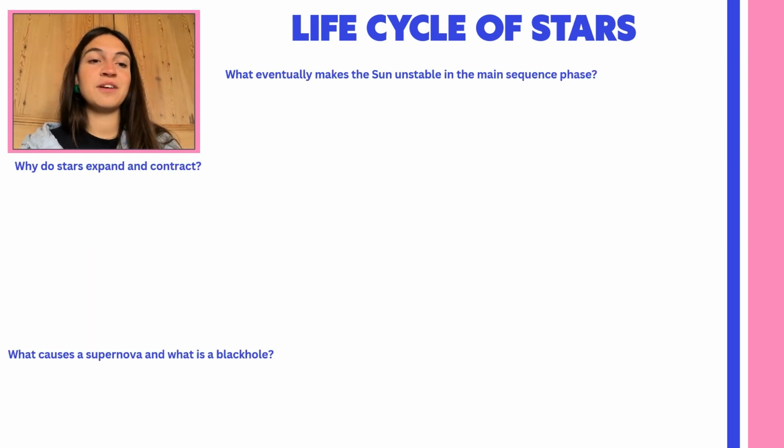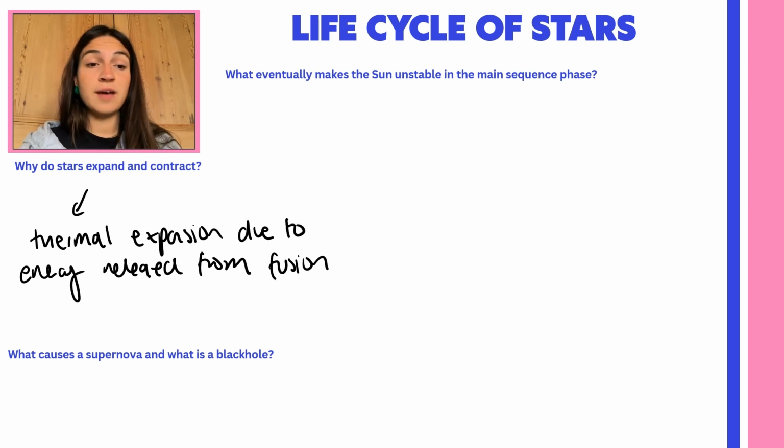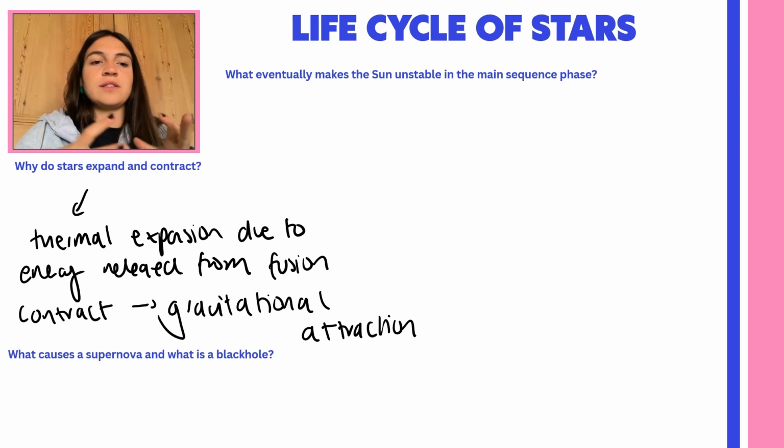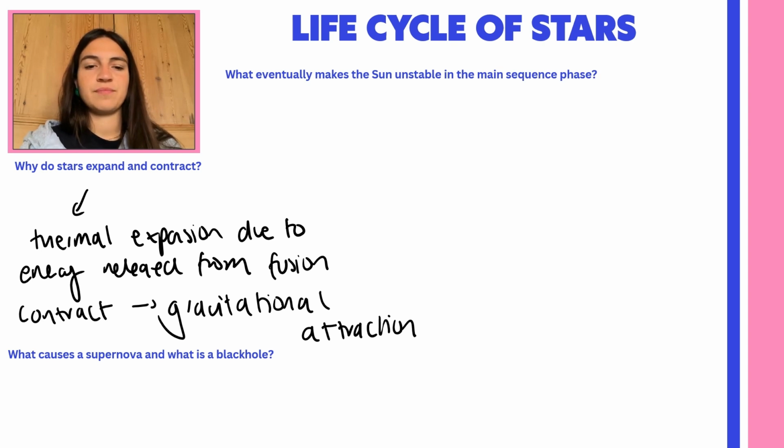Okay, so first question on the left: why do stars expand and contract? So why do they expand first? It's thermal expansion, and it is due to that energy being released from fusion, creating that outwards pressure from my star. And why would they contract? Gravitational attraction. So in different parts of your star's cycle, it undergoes this expansion, contraction, expansion, contraction. And yeah, that's why.